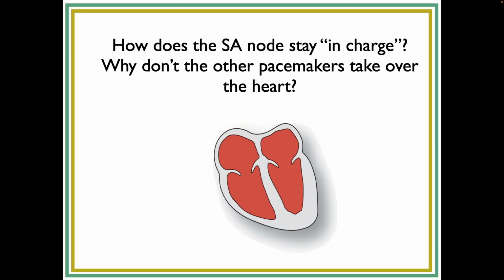But that kind of begs the question, we're looking for this efficient, coordinated system where the SA node is in charge of the heart. Why don't these backup pacemakers try to take over the heart? If every part of the conduction system has the ability to become a pacemaker itself, why don't we have anarchy in the heart where all these pacemakers are trying to take over? How does the SA node maintain control?